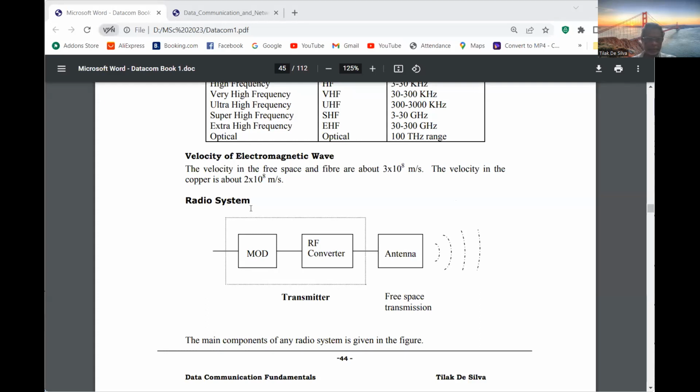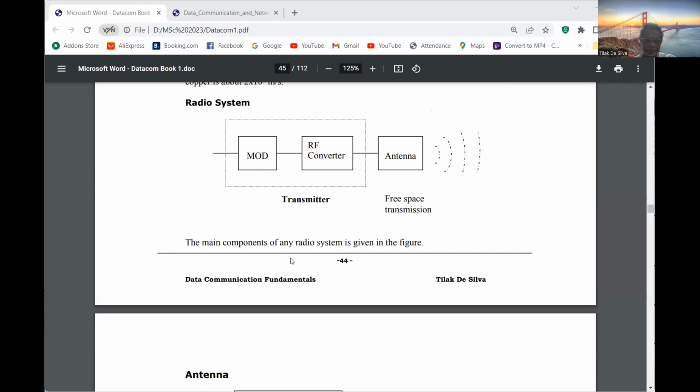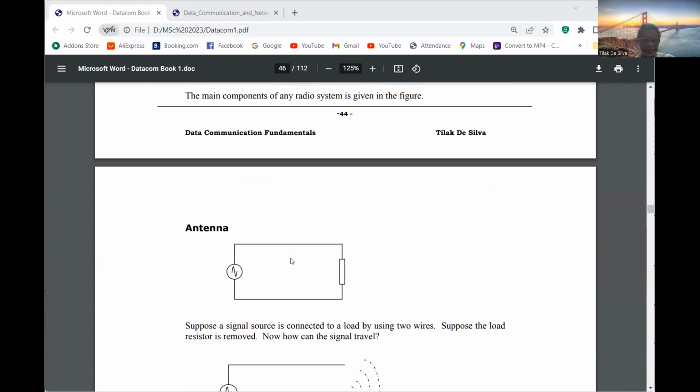You can see this diagram. I explained the radio system to you. In any radio system, you have the modulator and the RF converter, then it is coming to the antenna. Normally the modulator and RF converter together we call the transmitter. Right? So this is the antenna, how it is going.